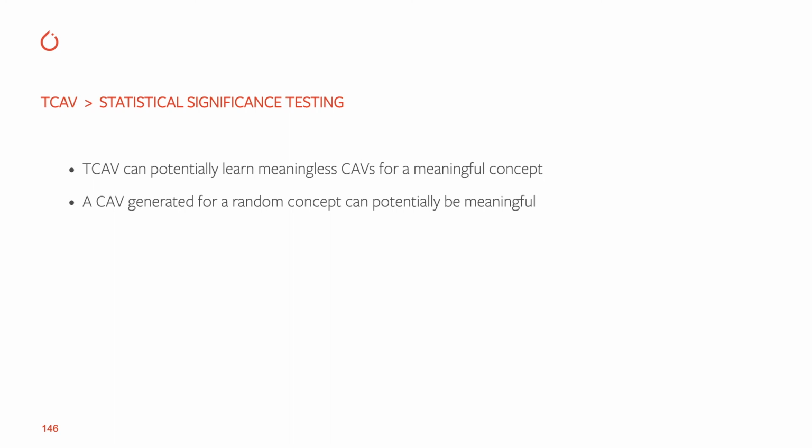It's important to mention that TCAV can potentially learn meaningless CAVs for meaningful concepts, depending on the biases in our concept dataset or the linear model that learns the CAVs. Also, it can happen that a CAV generated by the random concept can be meaningful depending on the random concept dataset.